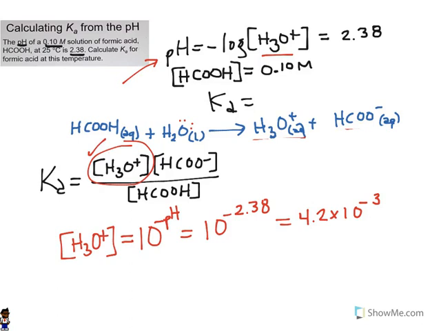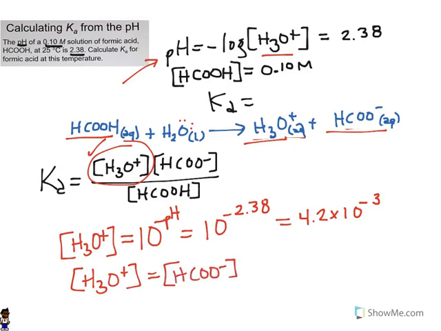And one of the very, very nice things about the dissociation of monoprotic acids is that when it breaks up into the two ions that make it up, if you know the concentration of one of the ions, you know the concentration of the other ion. So not only did we find the concentration of hydronium, the concentration of hydronium is also equal to the concentration of formate. So the concentration of formate is also 4.2 times 10 to the negative 3. We're just following simple stoichiometry. Now we just have to figure this out.